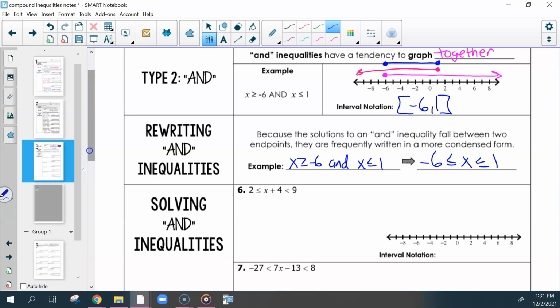So when we write our answers, they're going to look like that. I should say like this or like this in interval notation. One of those two.